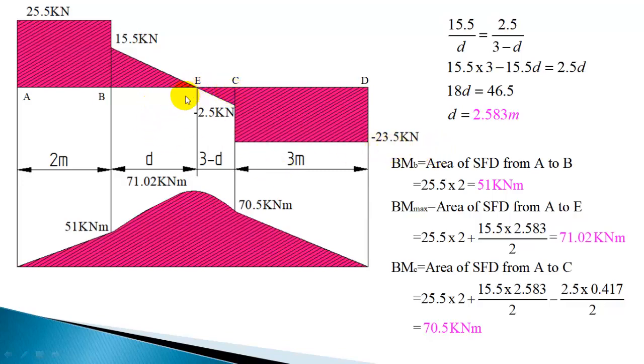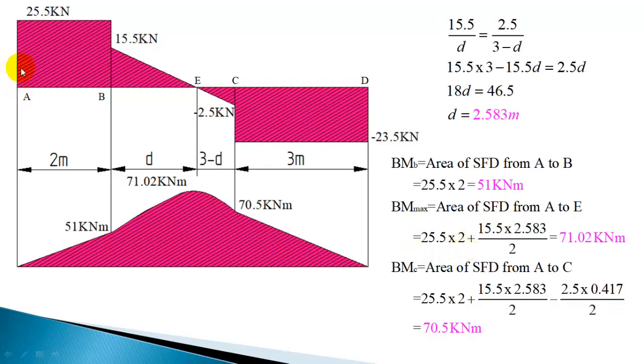Now to calculate the bending moment at E, you have to calculate the rectangle area and triangle area. Rectangle area is already known. This triangle area, 15.5 into 2.583, this distance, divided by 2. Area of the triangle is half of base into height. So you can calculate the area of the shear force diagram from A to E.